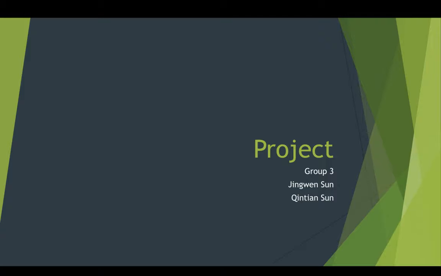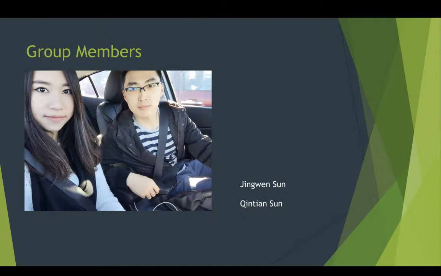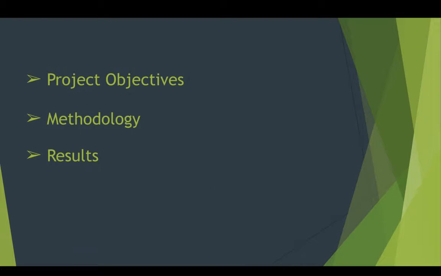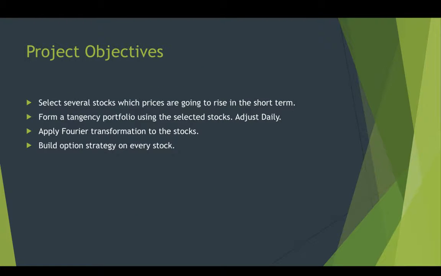Okay, so this is our project. This is our group members. And this is our project objectives. We first select some stocks whose prices tend to rise in the short term, and then we use these five stocks to construct a tendency portfolio and adjust daily. So this is our first portfolio, and then we apply the Fourier transformation to these stocks and build an option strategy based on these stocks. I'll be talking about the first two objectives.